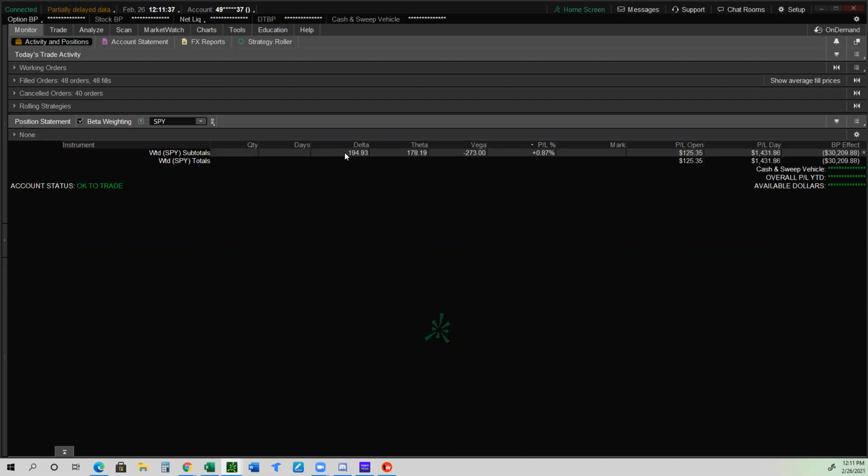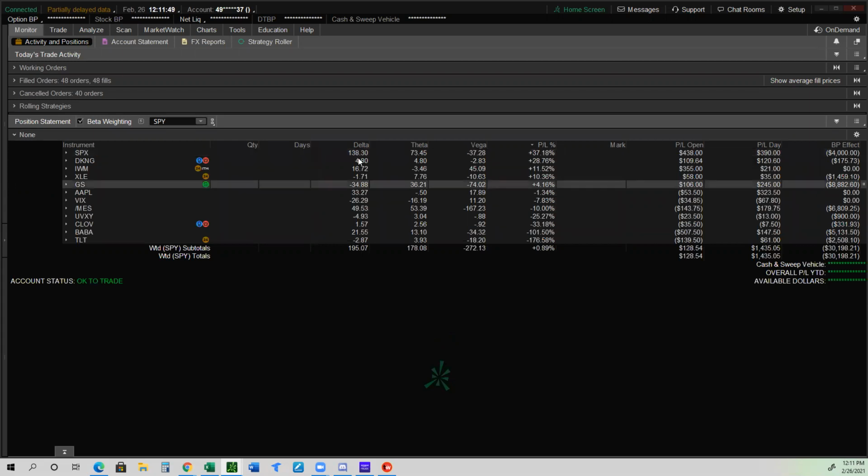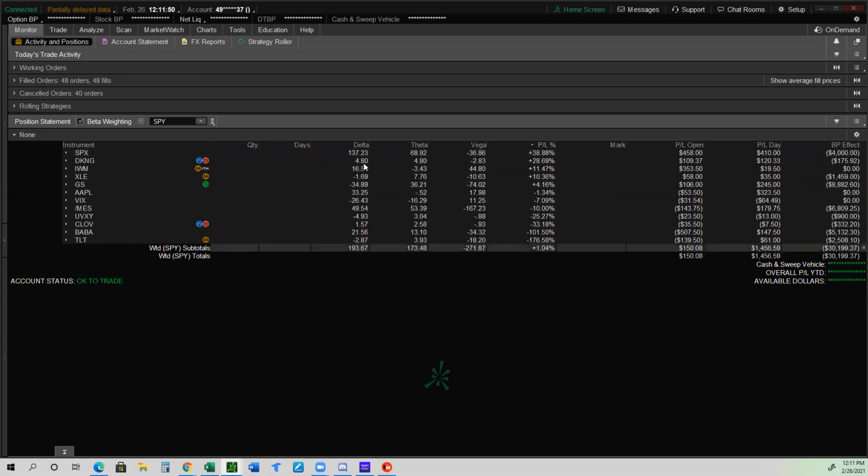All right, so our deltas, y'all, look at this. We are humongous on our deltas, right? And a lot of that's coming from our SPX trade. It's giving 138 of that. So we're 60-something deltas without that.